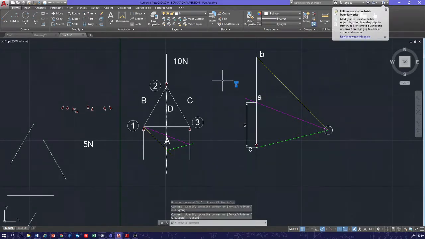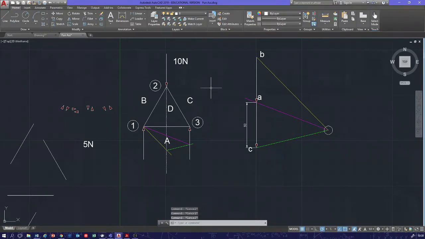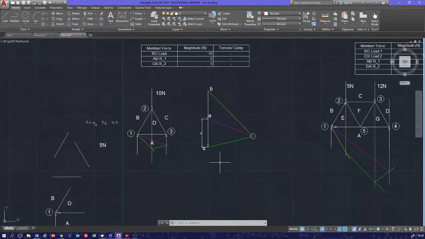Sorry, I thought I'd got this all set up. So that's 50, and that's 100 long, so that's 5 newtons, because it's a 1 to 10 scale, or 10 to 1, I always get those two confused. That's 5 newtons and 5 newtons. If we measure that, that's going to be 50 as well. Okay, so we've put some dimensions on it.